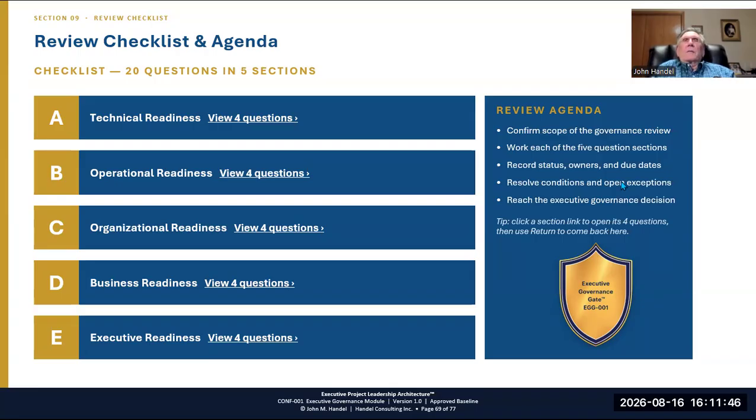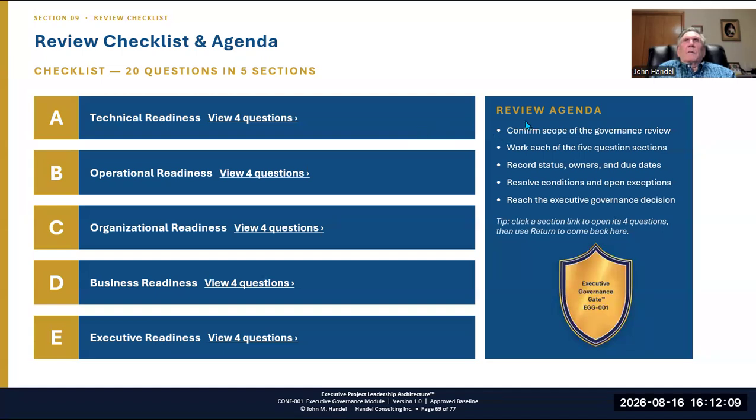This is the next in a series of videos on the executive project leadership architecture. Previously, we talked about the three levels of management, and we discussed the integrated operational readiness. And then we got into the executive governance gate. Now we're going to review the actual questions that form this gate.